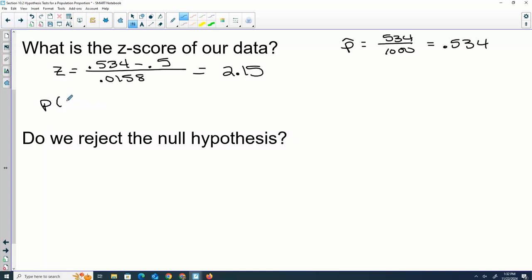So we are finding the probability. Look at your alternative hypothesis. We were finding less than, greater than, or not equal to. Greater than. So we're finding the probability that z is greater than 2.15. Okay, so we go to our normal table. How do we do greater than? 1 minus. Okay, so if I look up 2.15, that probability is 0.9842.